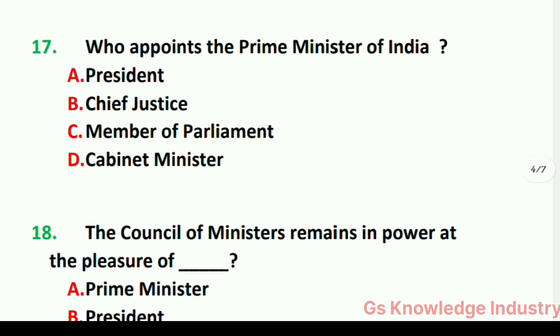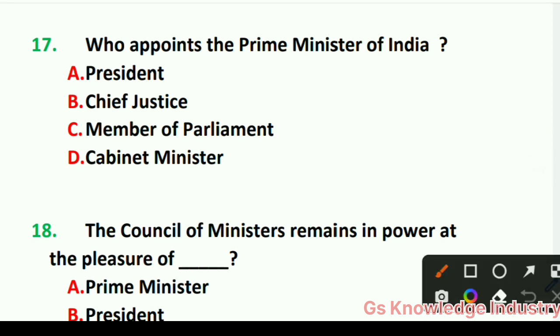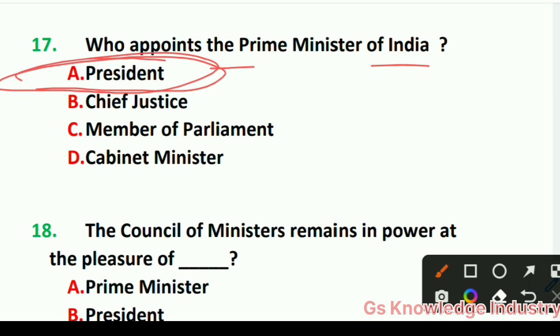17 number question. Who appoints the Prime Minister of India? The right answer is option A, President, right? President appoints Prime Minister of India.